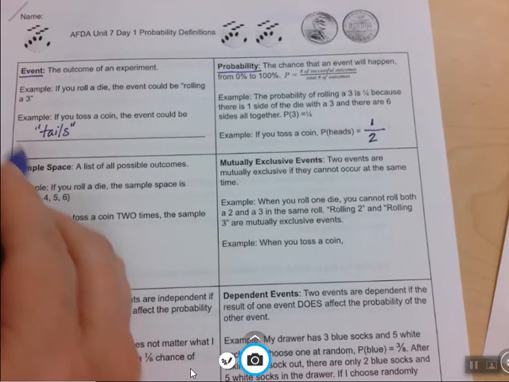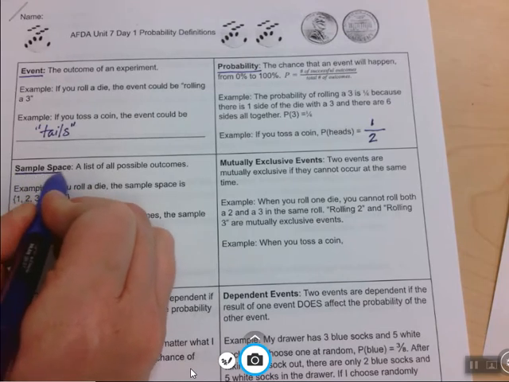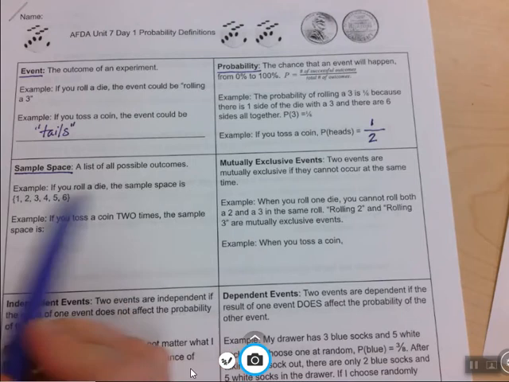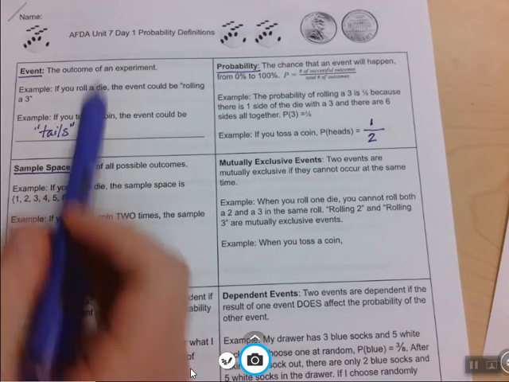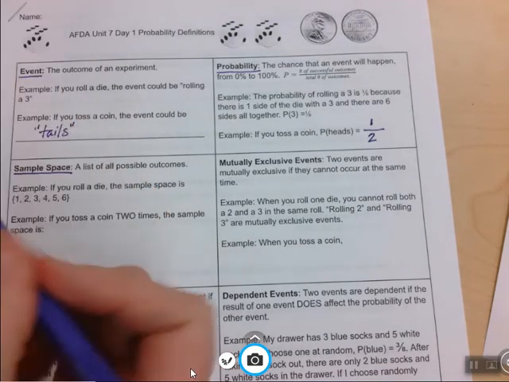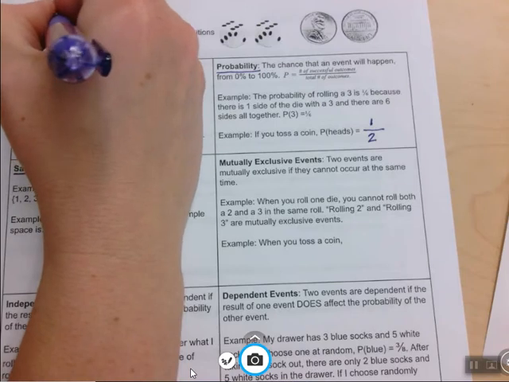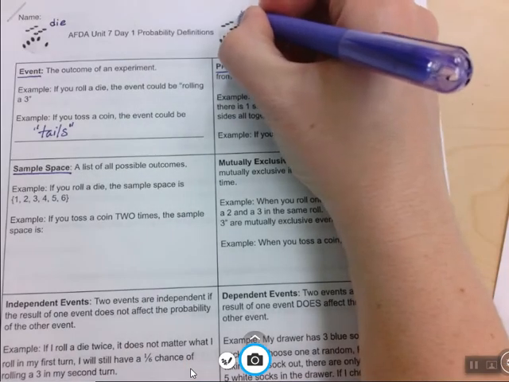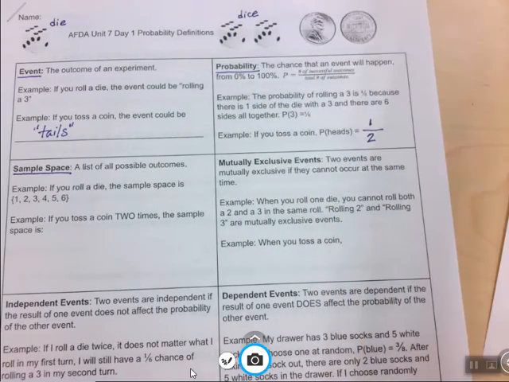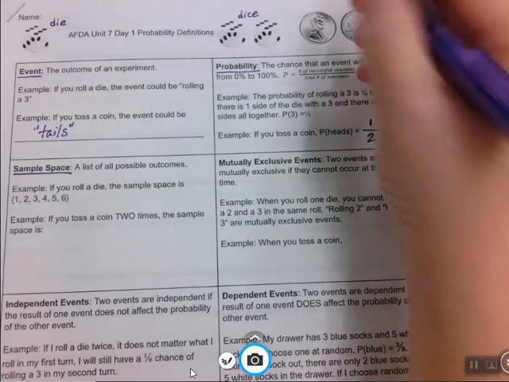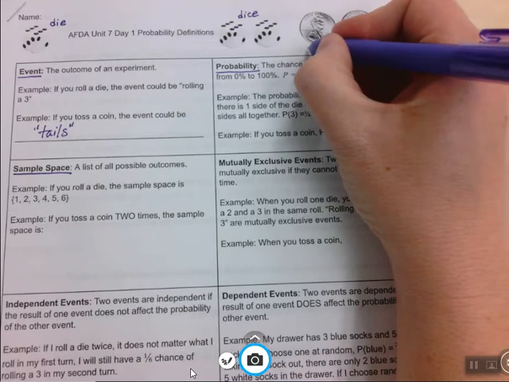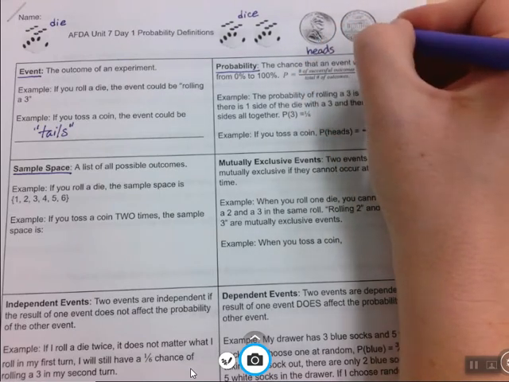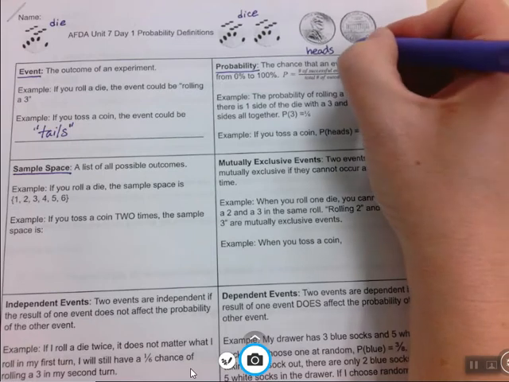Sample space is next. Sample space is a list of all possible outcomes. So if you roll a die, the sample space is 1, 2, 3, 4, 5, 6. Those are the sides on the die. Remember, the die is this cube, and if you have 2 of them, they're called dice. And let's go back to the coin here. Obviously this side is heads, and for some reason this side, even though there's no tail, is called tails.